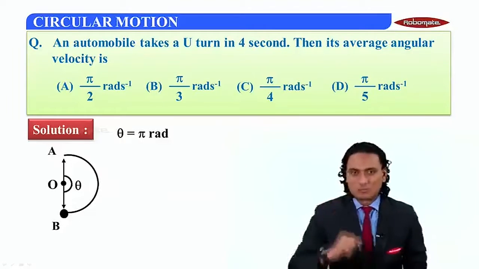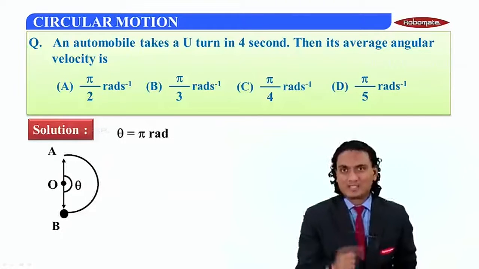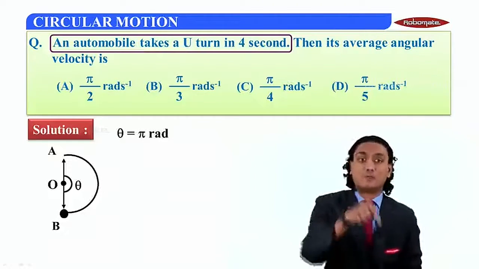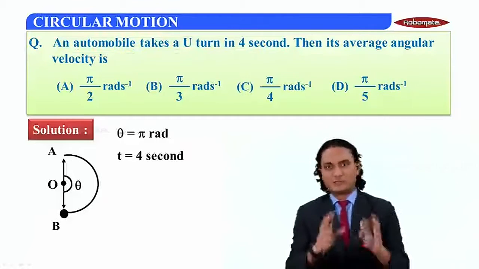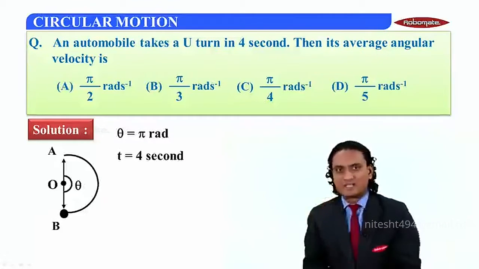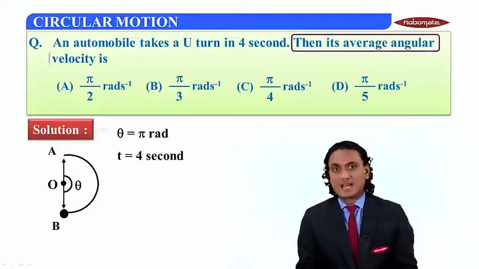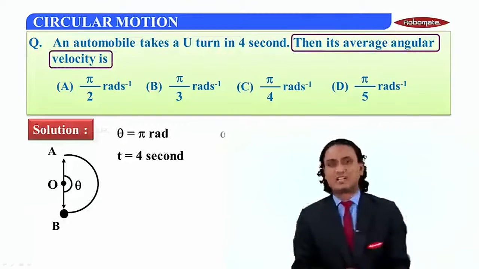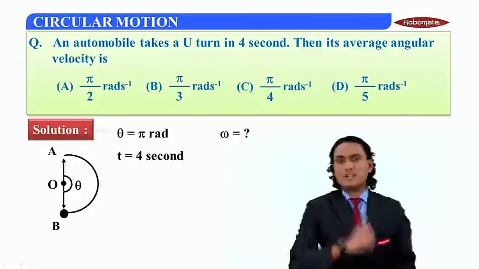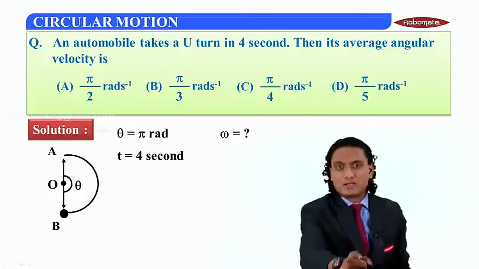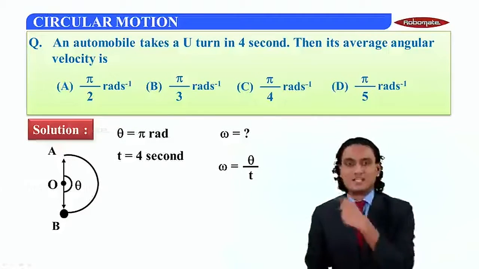Now, let's move on to the question. What else is given? An automobile takes a U-turn in 4 seconds. So time is given as 4 seconds. We have identified and set up. What is asked? They are asking for the average angular velocity, that is omega. Which formula? Omega is theta upon t.